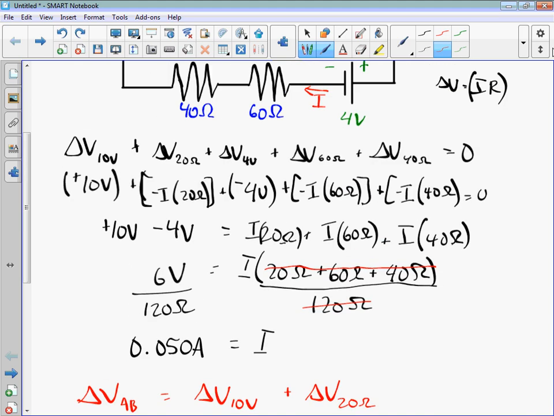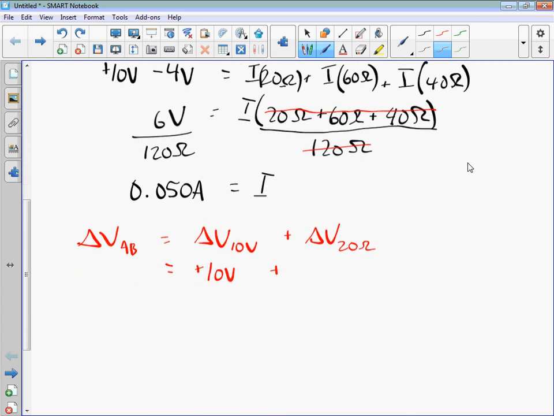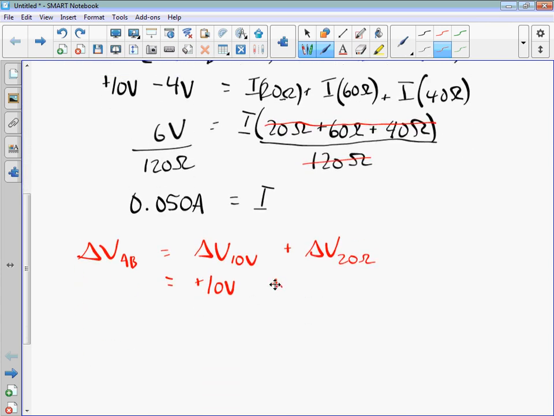And remember, V equals IR, change in voltage equals IR. Since it's going across the resistor in a downstream pattern, we're going to call that negative 0.050 amps times 20 ohms. If you take this value, multiply them together, 10 volts, negative 1 volt, that means your change in voltage from A to B is going to be a positive 9 volts.